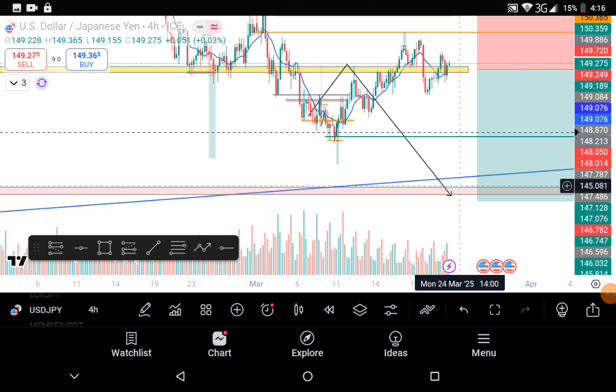So on USDJPY, we're looking for more sales, at least a sell all the way down here. So this trade is valid. But if price should break above this green zone here, then we know that price actually wants to go up.